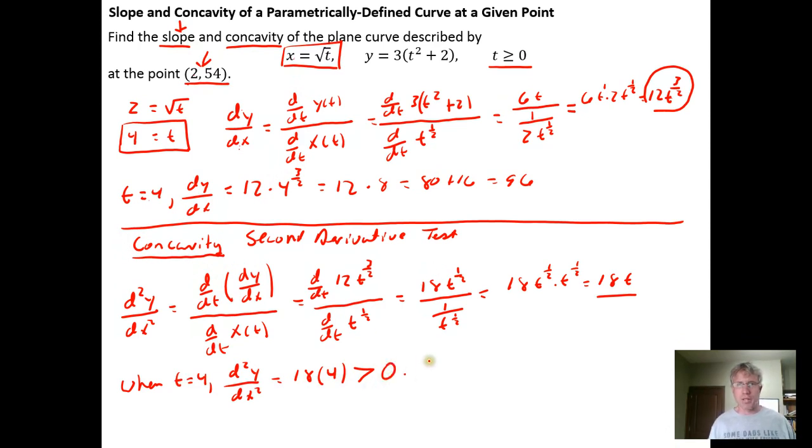And then we can make our conclusion, because the second derivative, d2y over dx2, is positive or greater than 0, the curve is concave up at that point (2, 54).